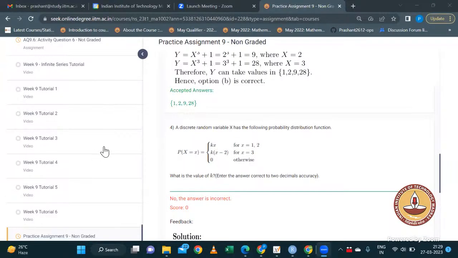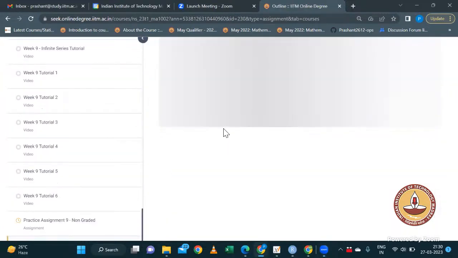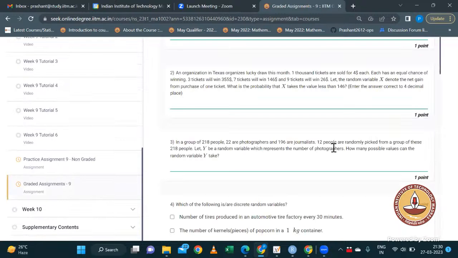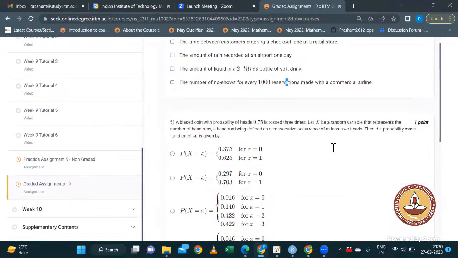Question number 5. Okay, it's saying a biased coin with the probability of heads is this. Let X represent the random variable that represents the number of head runs, a head run being defined as the consecutive occurrence of at least two heads. So X represents the number of head runs. What is a head run? Two consecutive occurrences of at least two heads, right? And the probability of a single head is 0.75.